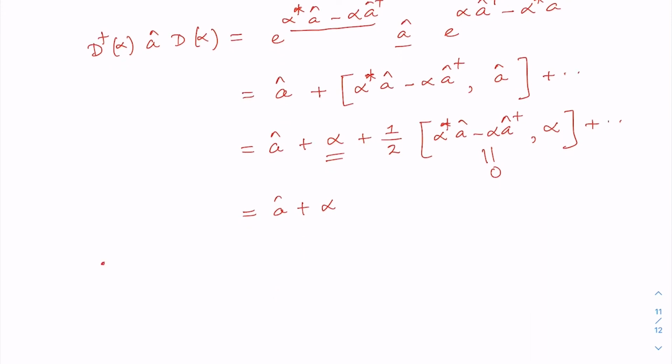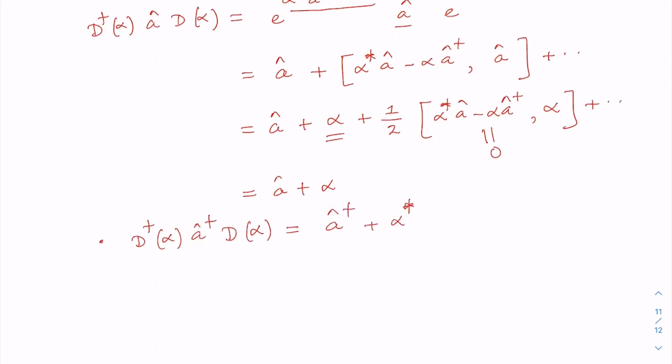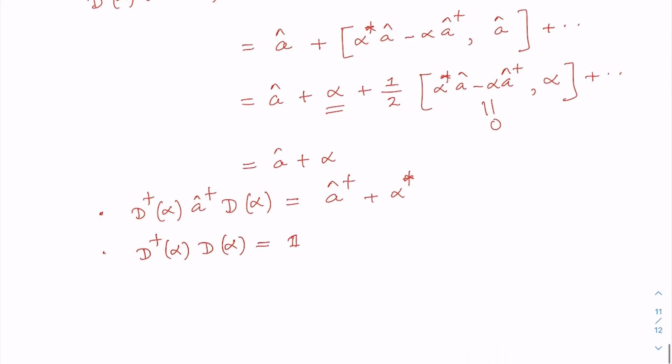Similarly you can prove that d dagger alpha A dagger d alpha would be A dagger plus alpha star. Also please note that d dagger alpha d alpha is equal to the identity operator. This also you can prove easily.